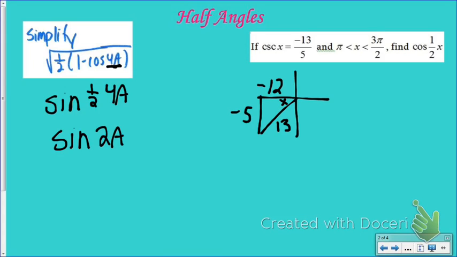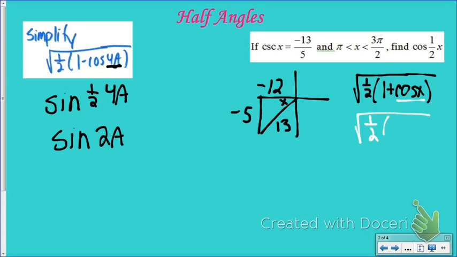So what I'm going to do is I'm going to find the cosine of 1/2 x based on this picture. So I look at my chart, cosine of 1/2 x is equal to the square root of 1/2 times 1 plus cosine of x. So in this case, there's only one fraction I need to fill in, and that is the cosine of x. So I can rewrite this now. This is the square root of 1/2 times 1 plus the cosine of x, if I look at my picture, is a -12/13.